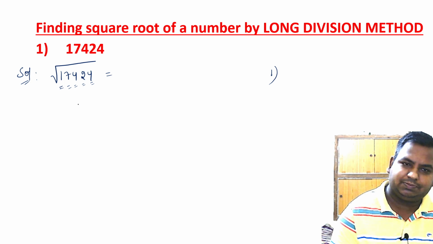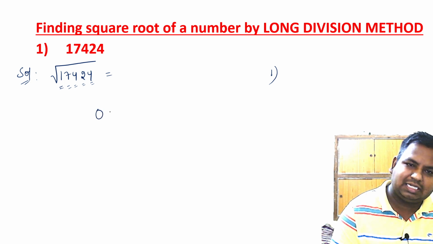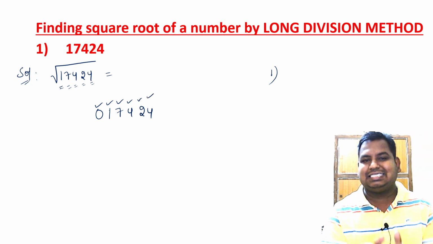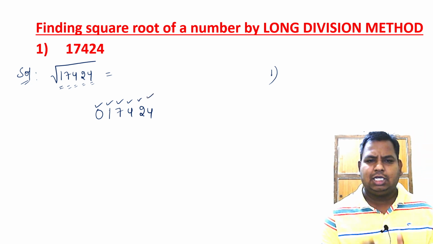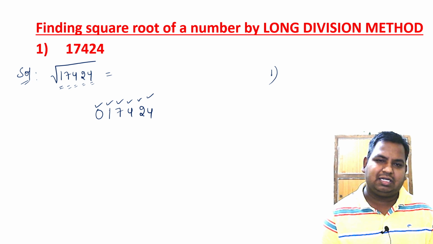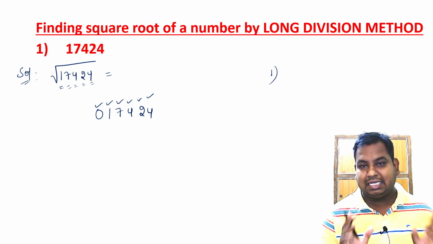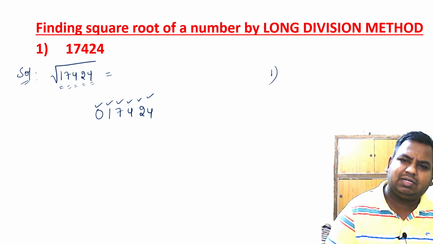By adding one zero. If I add 0 at the beginning, then I am going to get an even number of digits. 1, 2, 3, 4, 5, 6. I got 6 digits, so 6 digits is an even number of digits. It's time to feel happy. It is step number 1. What is step number 1?